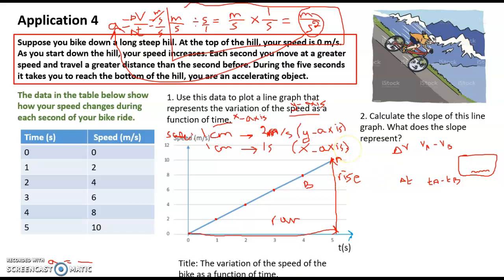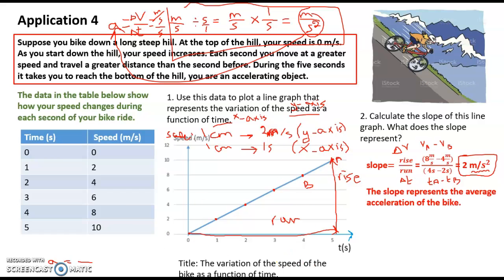Now calculate the slope of this line graph. What does the slope represent? The slope represents the acceleration. So in order to calculate the slope, we need to divide the rise by the run. The rise is delta V, and the run is delta T.